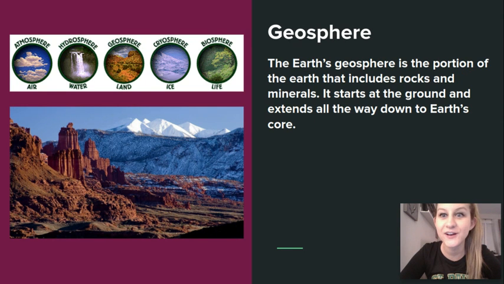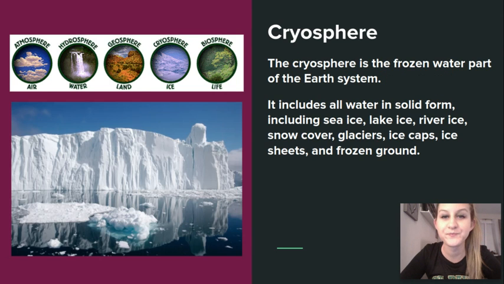Okay, the geosphere, the prefix geo means Earth. The geosphere can also be known as the lithosphere. So the Earth's geosphere is the portion of the Earth that includes rocks and minerals. It starts at the ground and extends all the way down to Earth's core. So other planets, besides Earth, also have a geosphere. So the geosphere is not something that is particularly unique to Earth.